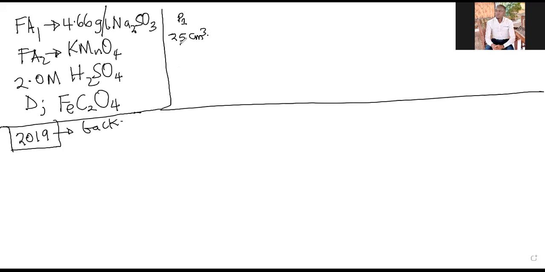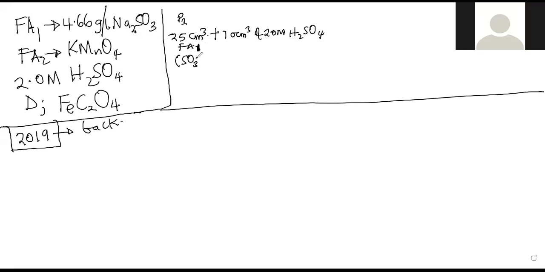25 cubic centimeters of FA1, I transfer it to what? Into a conical flask. Then after reaching there, I add 10 cubic centimeters of 2 molar sulfuric acid. What is FA1 that I've transferred? The FA1 I transferred is a sulfite. Remember, this is a solution of a sulfite. So I've transferred a sulfite, okay? And I've added 10 of sulfuric acid.